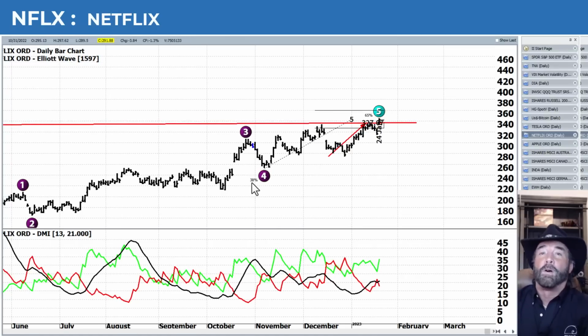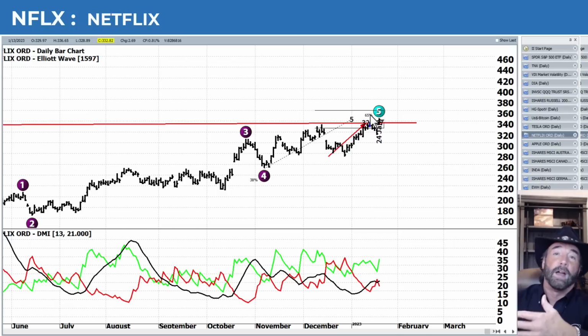Now note the wave 4 correction was right at the 38.2% fib level. That tells you should get a 61.8% extension. Well, basically we're there. But sometimes the C wave, or the wave 5 in this case, because it's a 5-wave pattern, will go to the next fib level and have an extended move. So we could have an extended wave 5 here up towards the 100% extension.